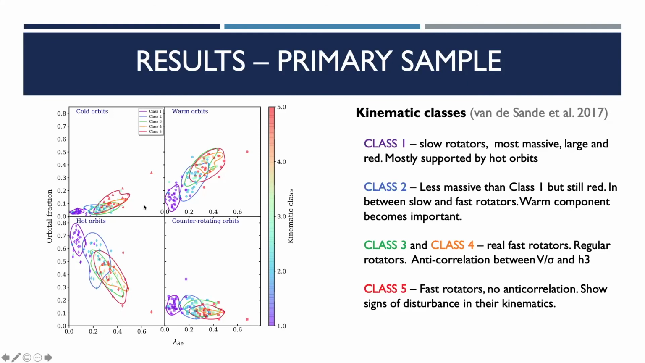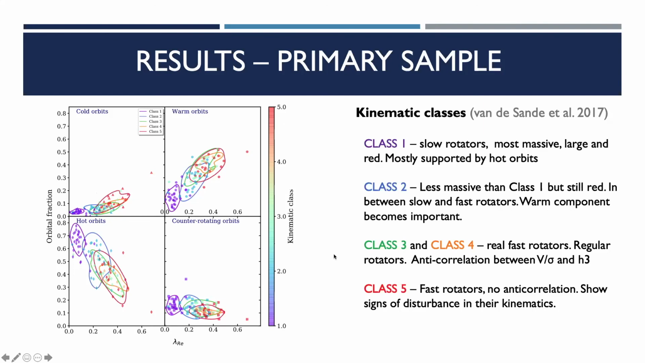So one of the suggestions to explain these disturbances in the kinematics is that there is a particular structure in the galaxy, maybe a strong bar in the center causing the signal in the kinematics, and this is supported by this higher fraction of cold orbits that we have.